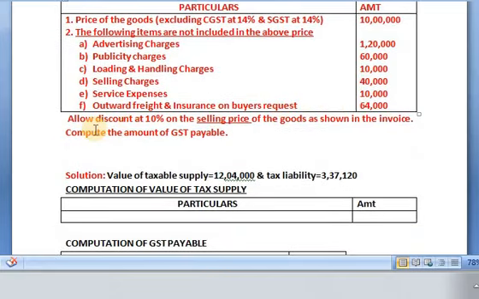And next they have given allowed discount 10% on the selling price of the goods as shown in the invoice. See students, this is the change in this particular problem. So long, what they used to tell in the previous problem, allowed discount 10%, trade discount 10%, sometimes they used to give the amount, sometimes they used to give 10%. We used to take it on the total cost.